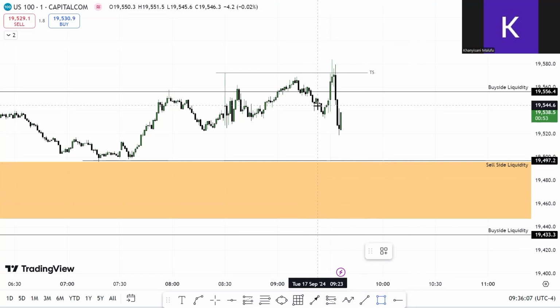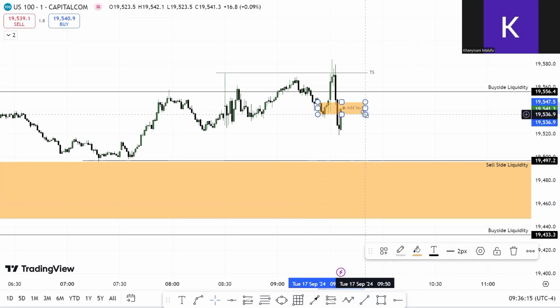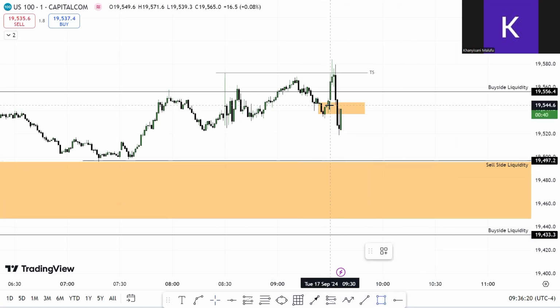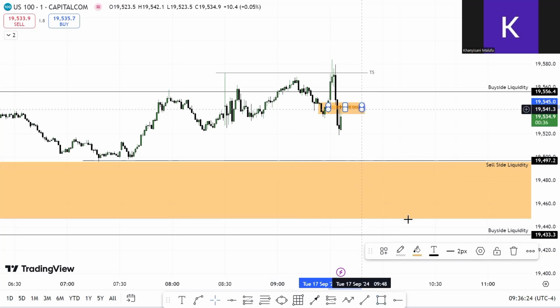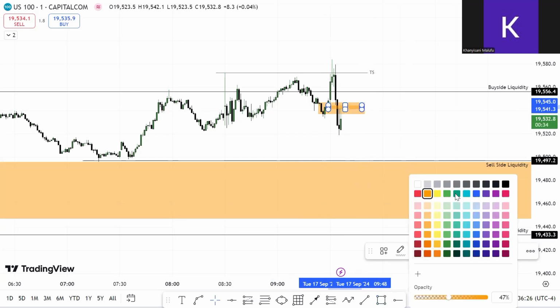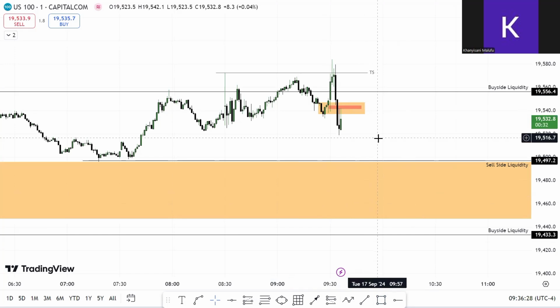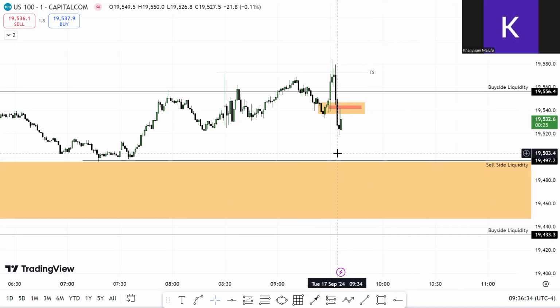You see, just at that breaker, we have this fair value gap here. Breaker, bearish fair value gap. Stop loss will just be above that.